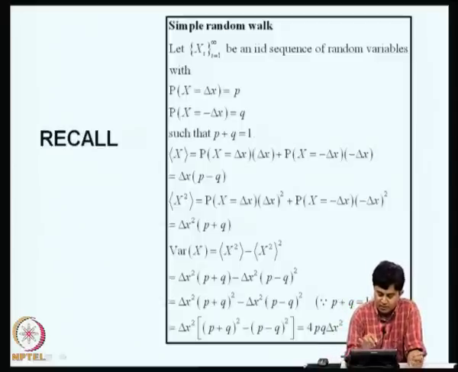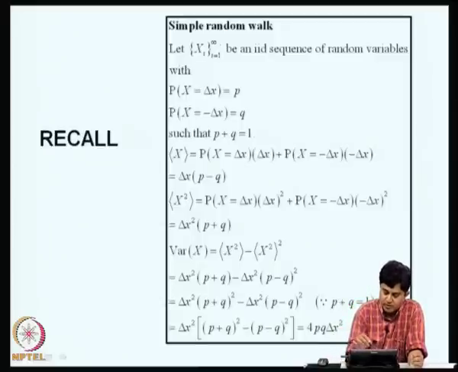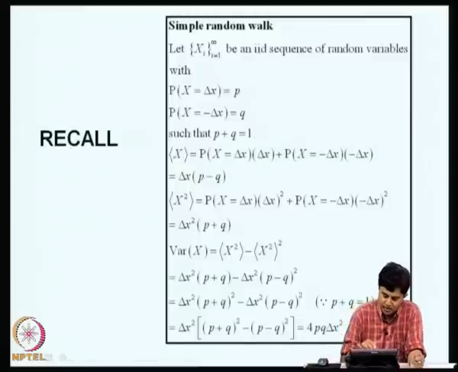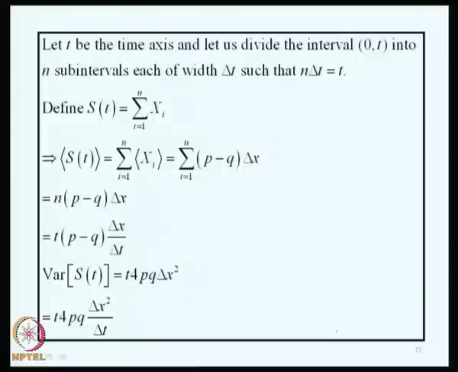This is simple random walk. If xi, i equal to 1 to infinity, is an IID sequence of random variables, and each random variable takes two possible values, delta x and minus delta x, with probability p and 1 minus p, we can evaluate the mean, that is delta x into (p minus q), and the mean square value and the variance. So, this we have done. The variance of this two state random variable is 4 p q delta x square.